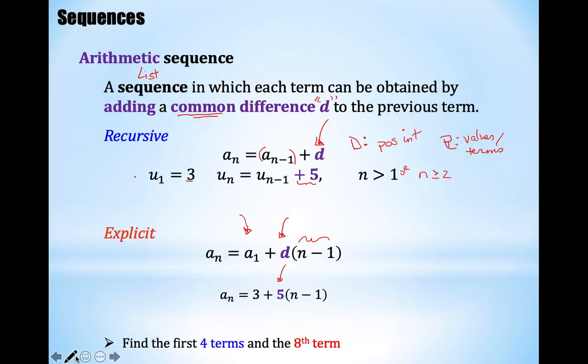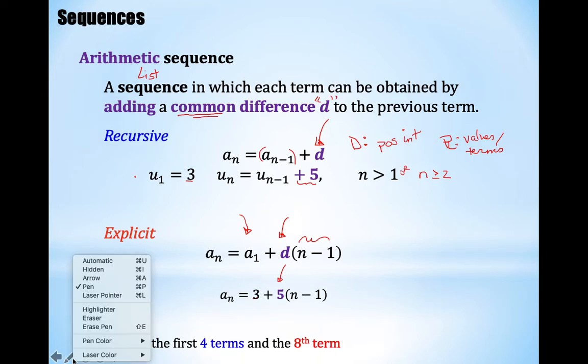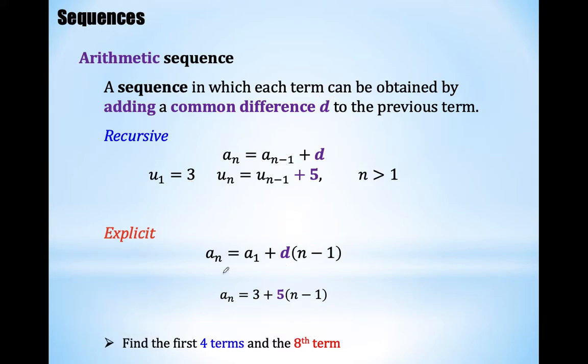So if I ask you to find the first 4 terms and the 8th term, notice I've color-coded these. For the first 4 terms, I think I'll probably just use my recursive, right? Because they want the list of the first 4 terms. Well, I've got u sub 1. U sub 2 is simply 3 plus my common difference.